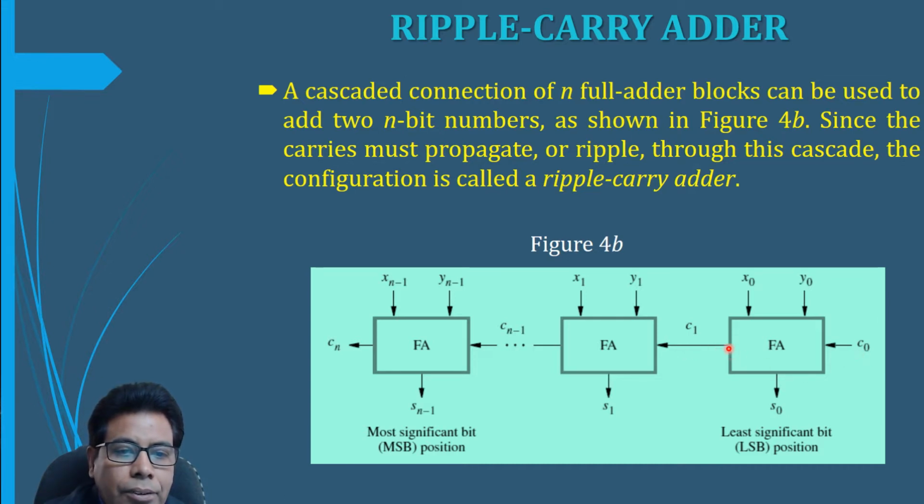And then c1 is the output carry, so that is given as input to the next full adder. So this has the inputs x1, y1 and we'll get the sum as s1. And so on, if you go on, this is cn minus 1, that will be given as the input to the nth stage or most significant bit position. So here we have the inputs xn minus 1, yn minus 1 and we get the output sum as sn minus 1 and the carry will be cn.